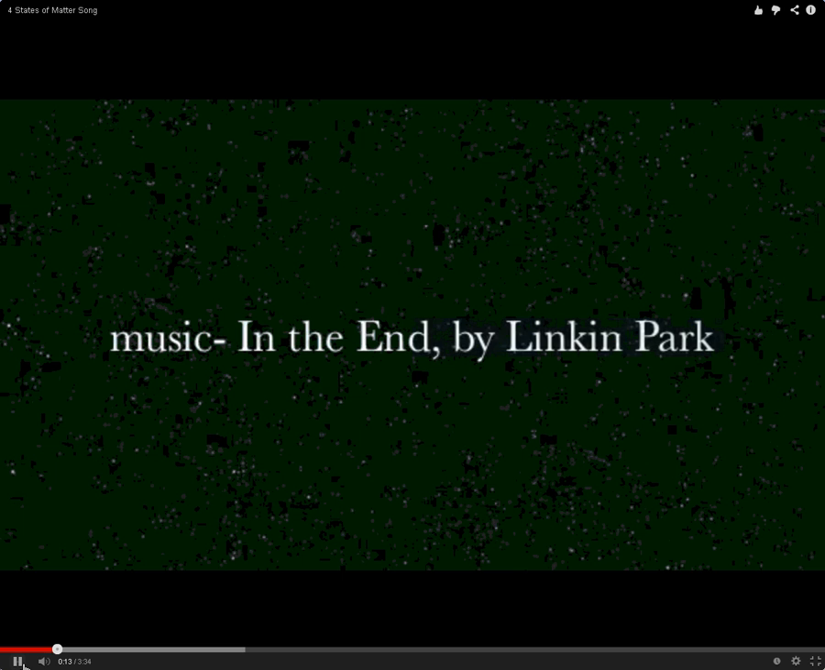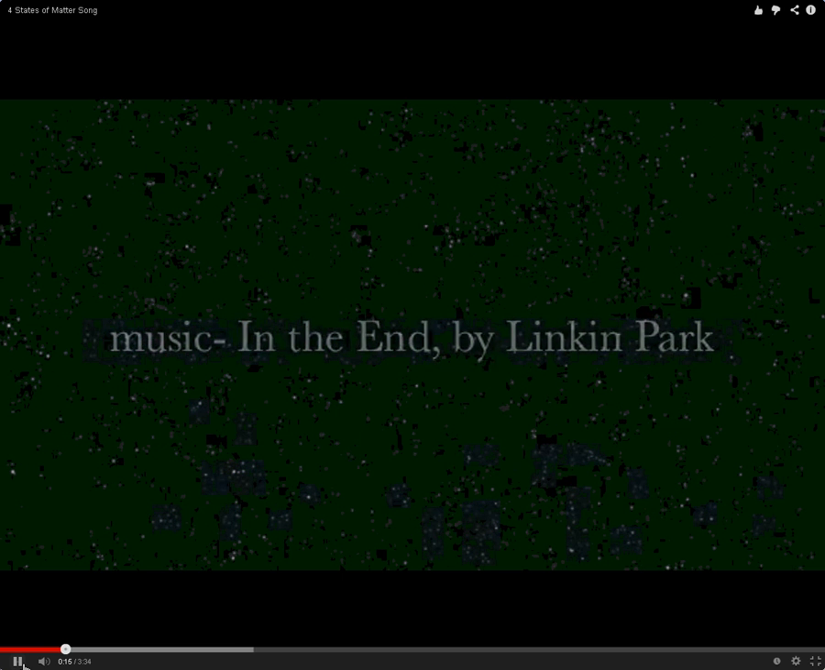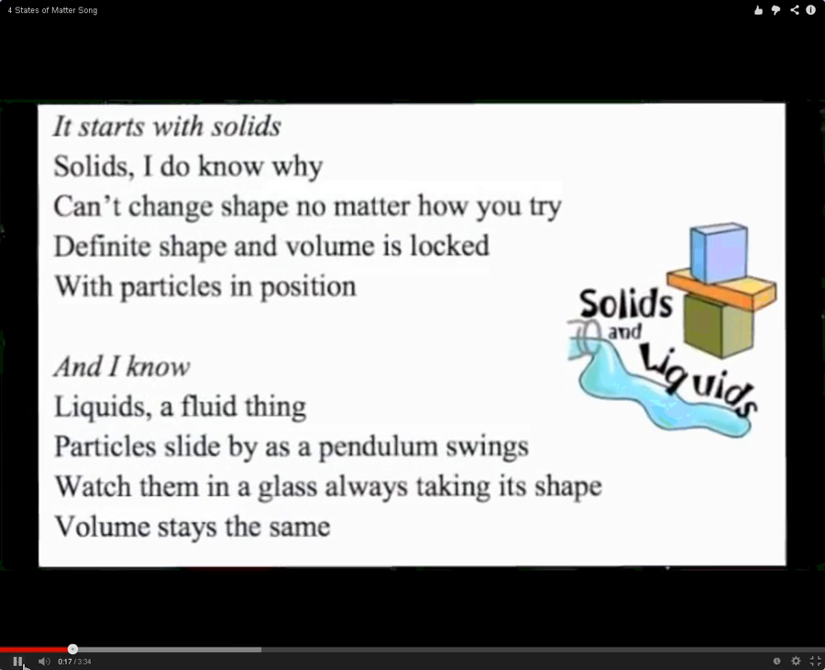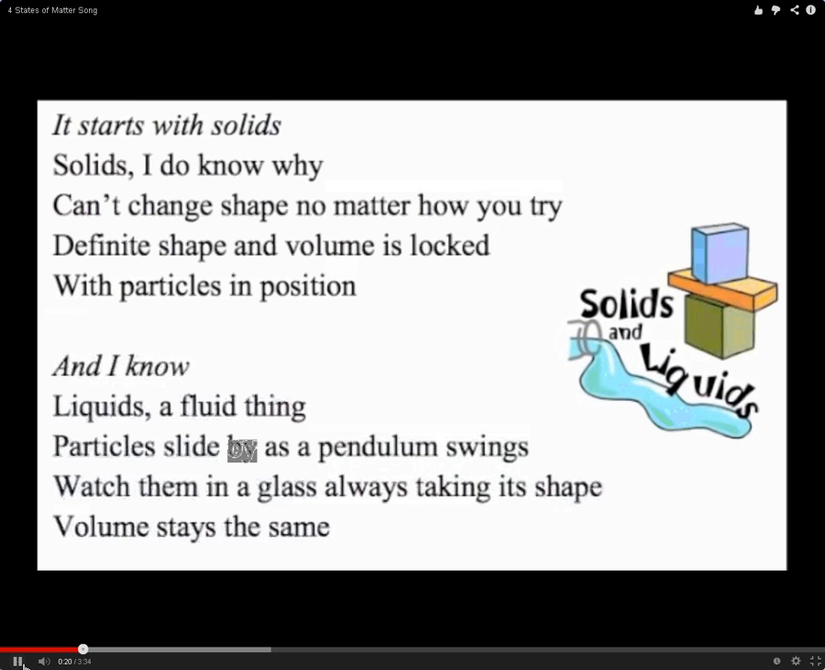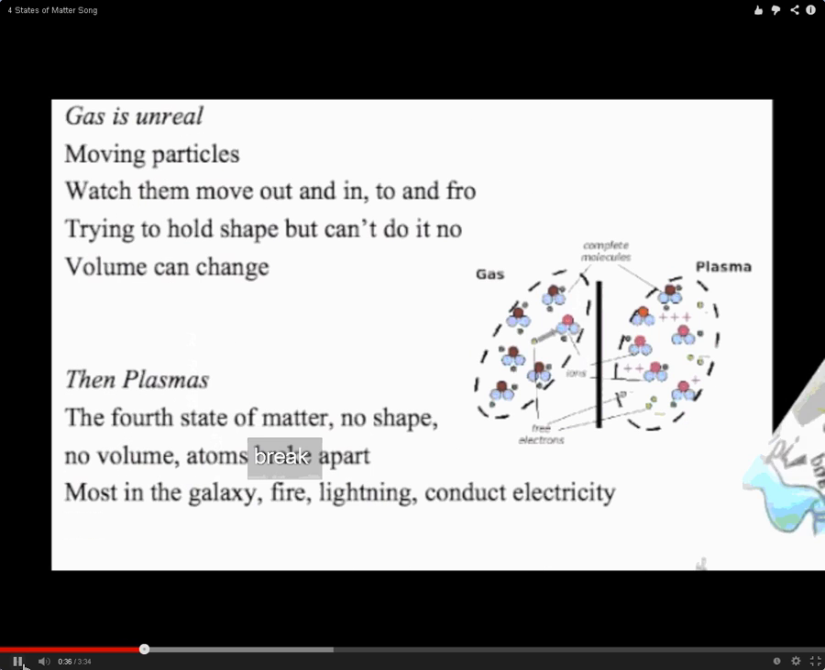Okay, ready? This is like 90s music for us. It starts with solids. Particles in position. Liquid to fluid within. Particles slide by as the pendulum swings. Watch them in the glass, always taking a chance. Moving particles. Watch them move up and into it. Flow.